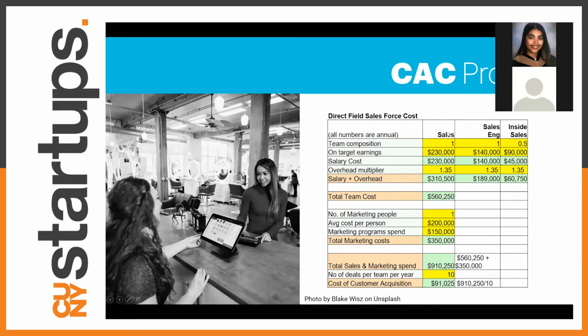So first of all, we have 2.5 salespeople: one pure salesperson, one team composition, one sales engineer, somebody with technical background, but is also doing sales, and one inside salesperson, somebody who's handling the phone calls on the inside of the company. So overall, you have 2.5 people, but they get paid different amounts. Salesperson gets paid $230,000 because they're driving your sales most directly. The sales engineer is getting paid $140,000.